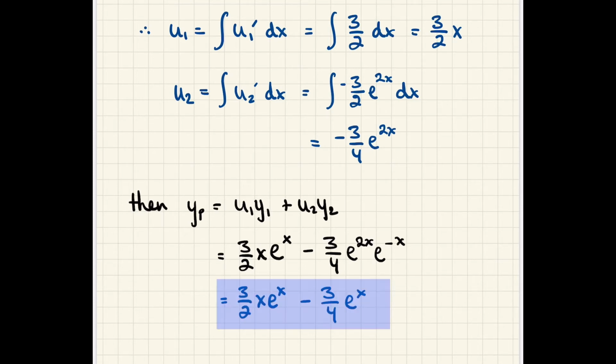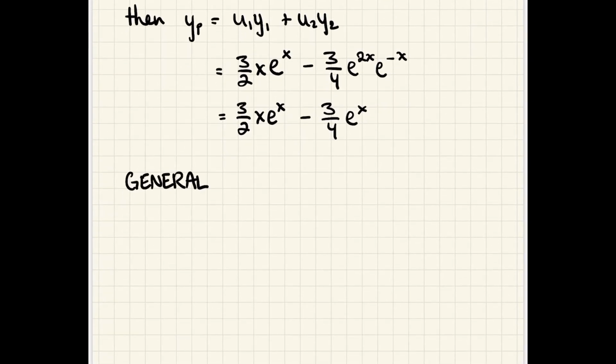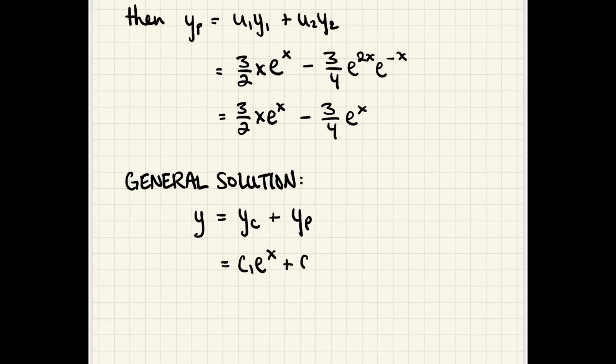So here's our particular solution. And that means that we can put together our general solution. The general solution being y equals y complement plus y particular. And y complement was c1 e to the x plus c2 e to the negative x. And now we'll add our particular solution.